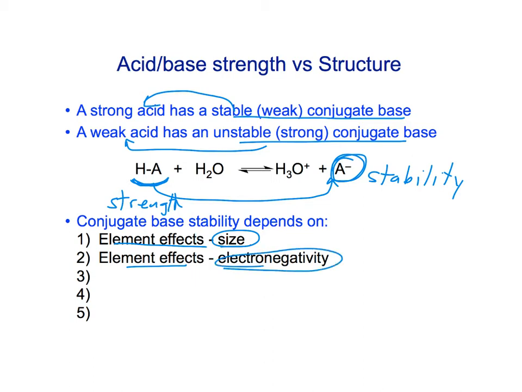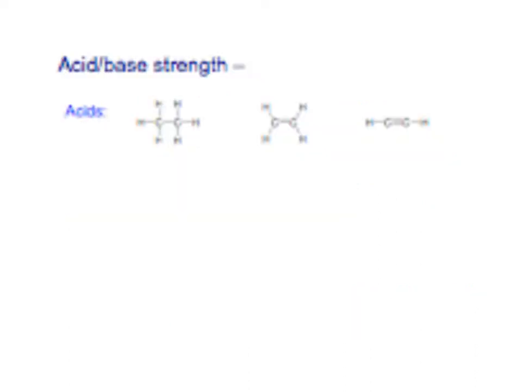So now in this video we're going to look at three more effects. In each of these cases, the electrons in the conjugate base are going to be on the same element. So these are really non-element effects. Let's look at an example here.